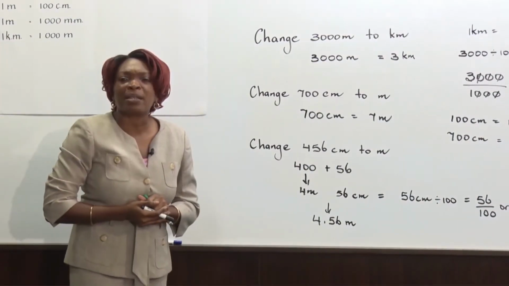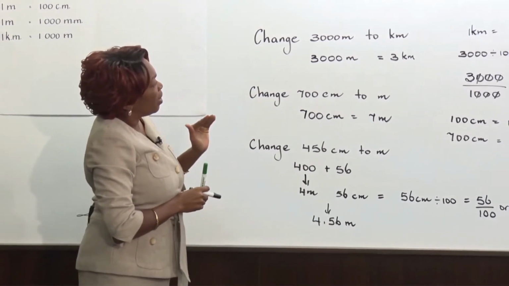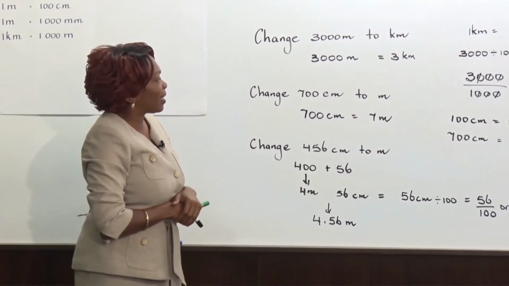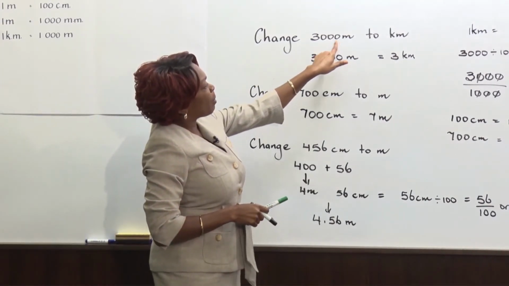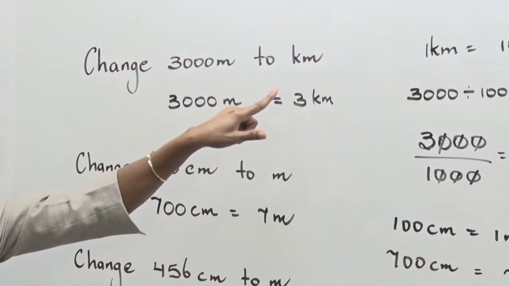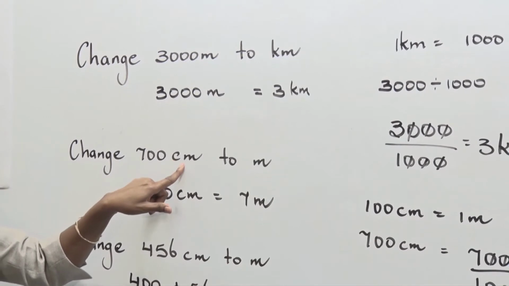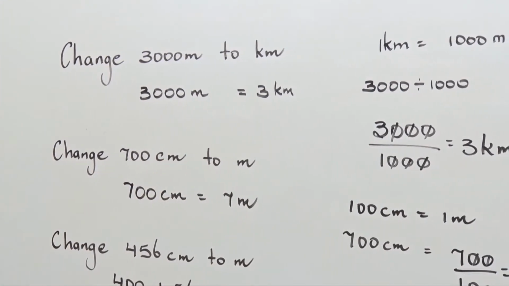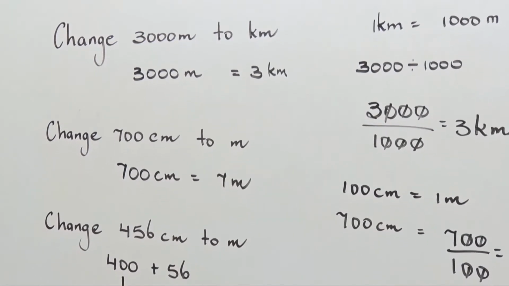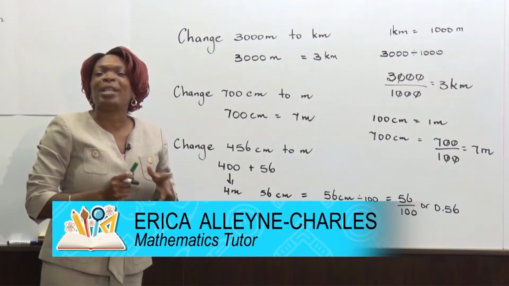Children, are we seeing a pattern? Are we seeing a pattern? What did we see here today? We realized that we're changing from a smaller unit to a larger unit, meters to kilometers, centimeters to meters, smaller unit to a larger unit. So now we are doing the reverse. When we are changing from a smaller unit to a larger unit, we now divide.